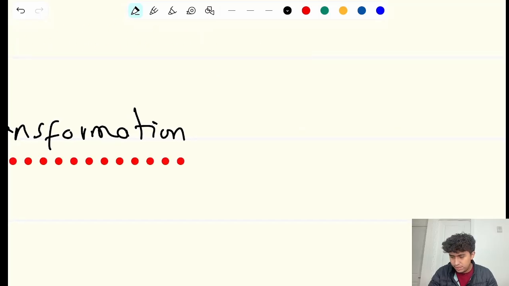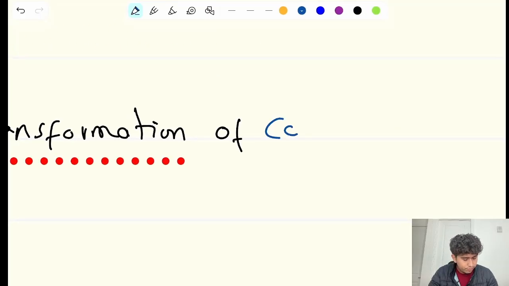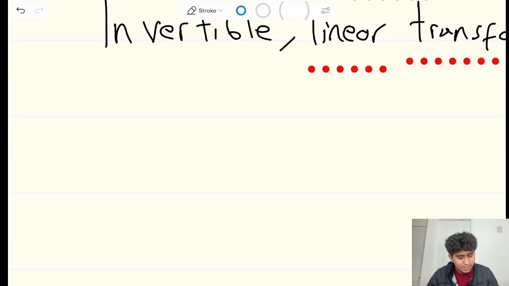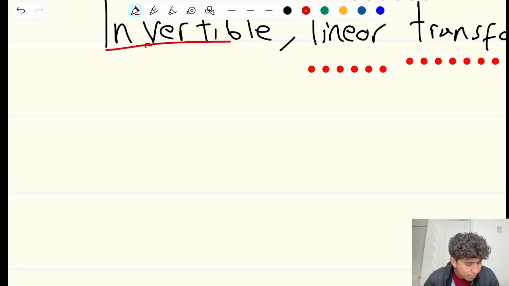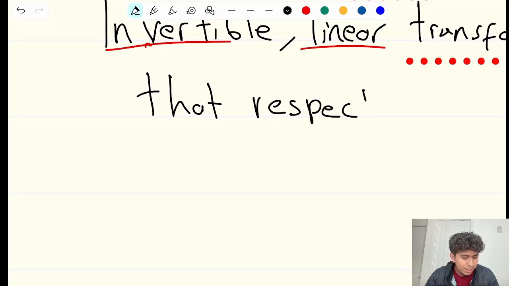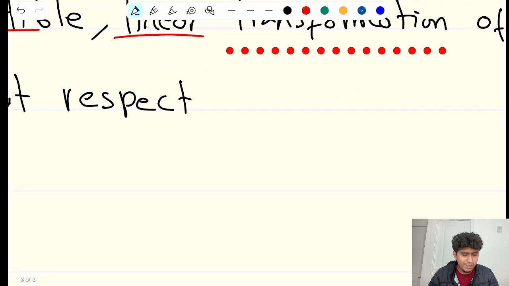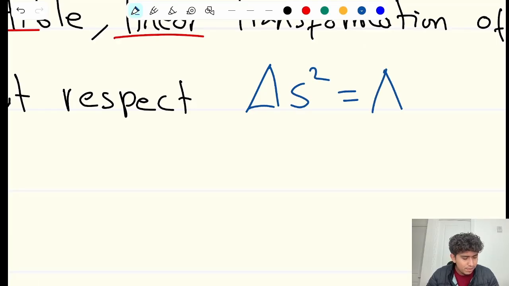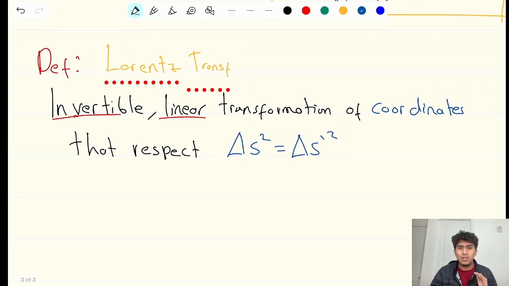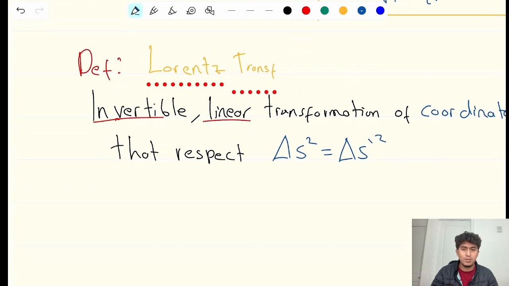I'll show you what that looks like. And very, very important: there are these two things, invertible and linear, but most importantly, they respect the equality that we know, the equality of the square. The invariant interval is invariant when we change Lorentz frames, and the way we put this mathematically is by Lorentz transformations. So the definition of a Lorentz transformation: invertible linear transformations of coordinates that respect this equality.